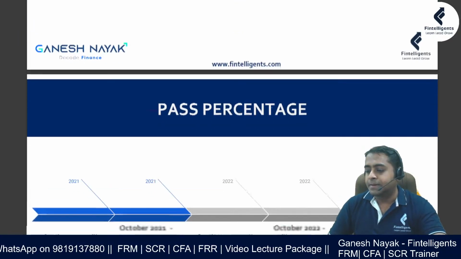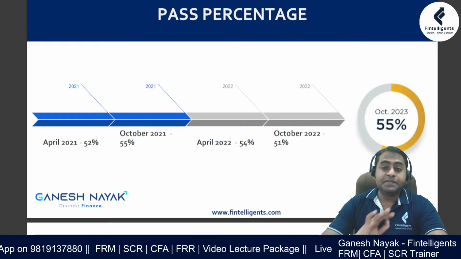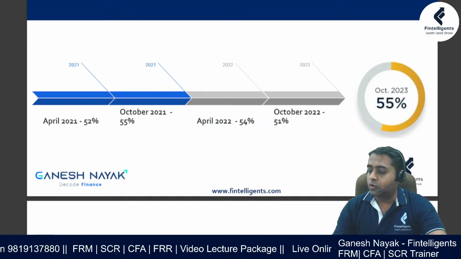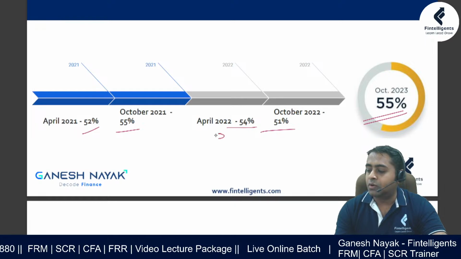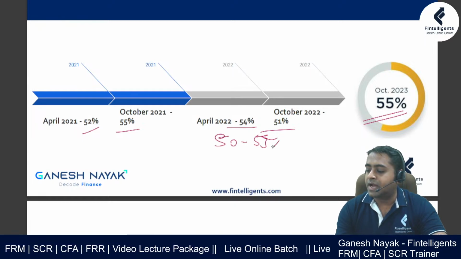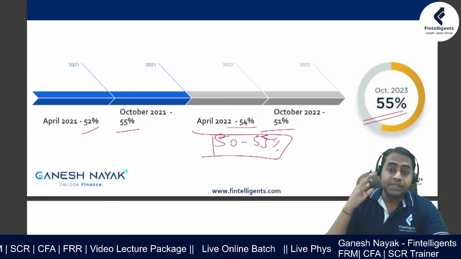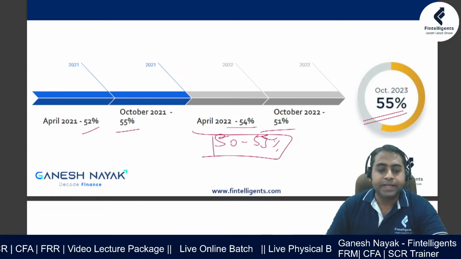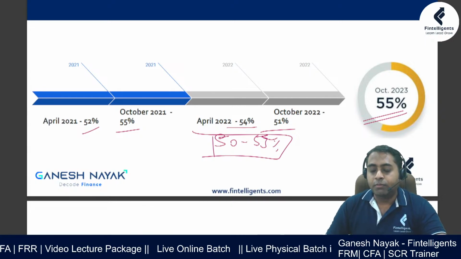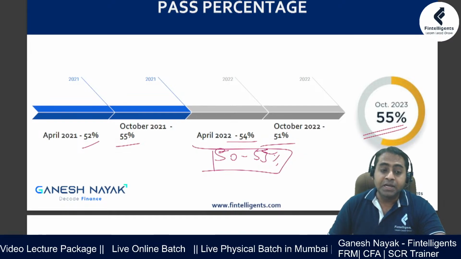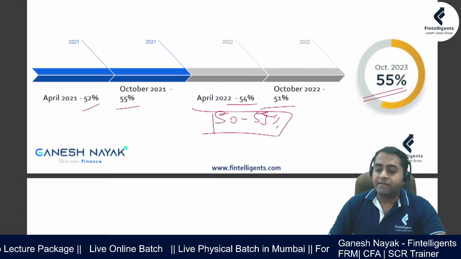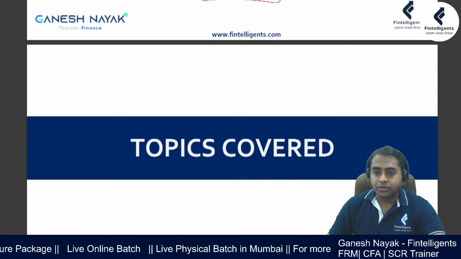I'm going to move towards the pass percentage. Historically, the pass percentage has been very good. In October we saw 55% people passing. The general range is around 50 to 55. This is very good because the certification is new. They want more and more people to get certified. So that is why the pass percentage has been literally good. You can take the advantage of it, so do not waste the opportunity.